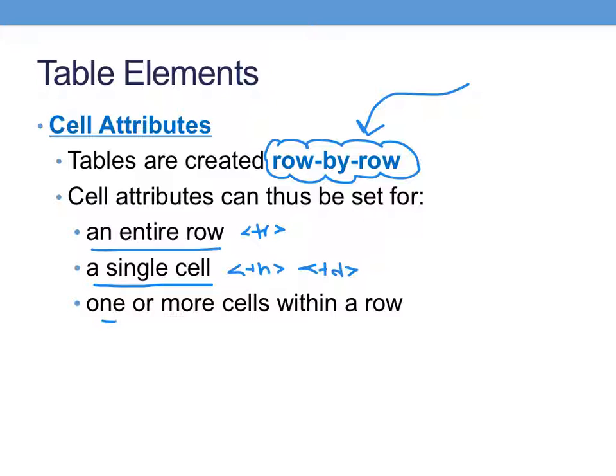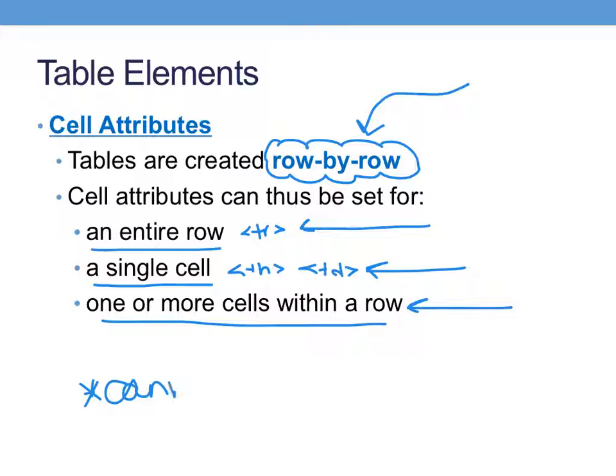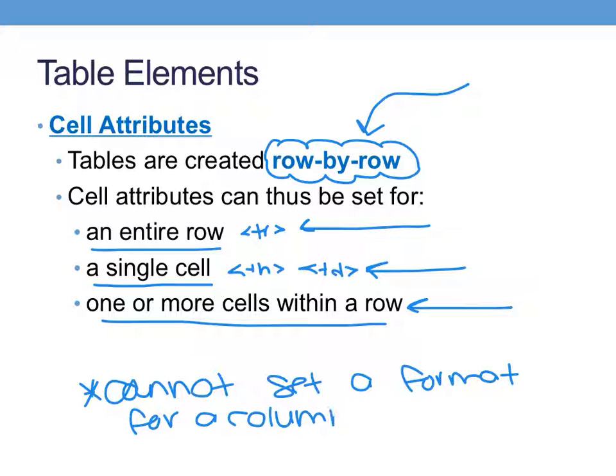And then you can do one or more cells within a row, but you'll have to program them by going into that specific cell. So because tables are programmed row by row, you can only set things for an entire row, for a single cell, or for multiple cells. You cannot set a format for a column in one singular tag. That will not be something that we'll be able to do, and you'll see why once we start our actual coding.